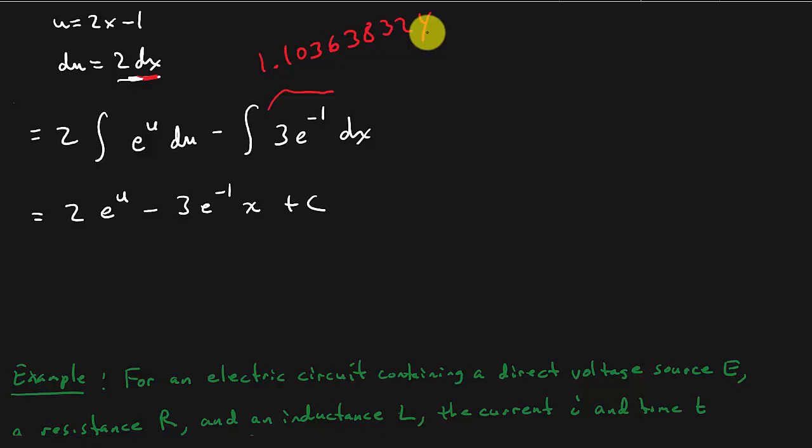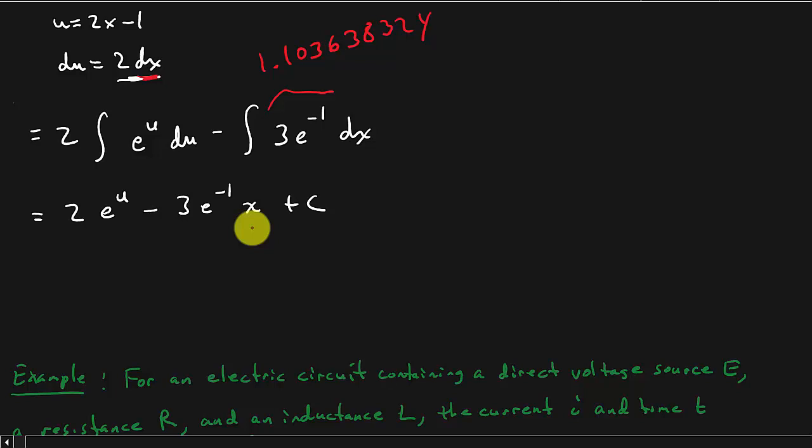Okay? So let me ask you this. What's the antiderivative of 5? It's 5x. What's the antiderivative of negative 2? Negative 2x. What's the antiderivative of square root of 3? Square root of 3x. Right? Remember how to do that. So this is just a number, so what's the antiderivative of it? e to the negative 1 times x.